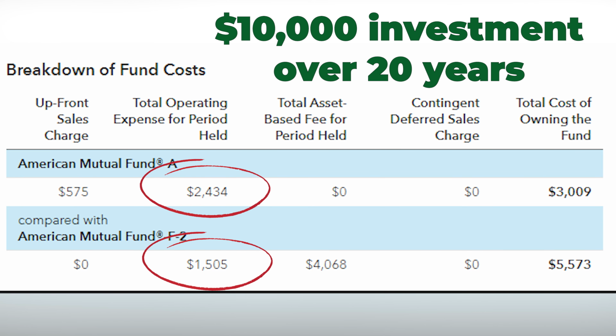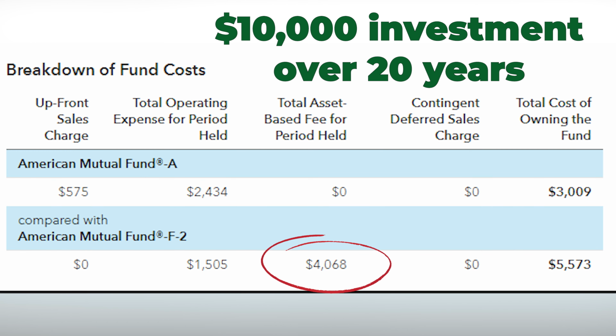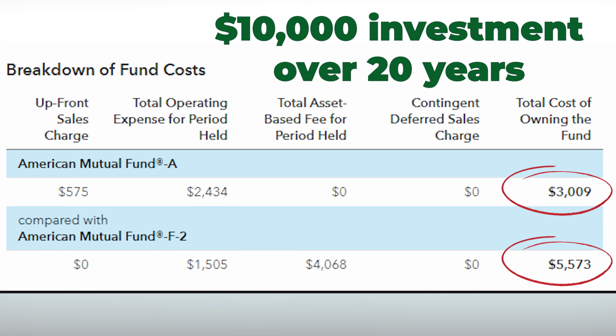So you can see in the second column that your expenses, meaning the fees to the fund company, are also higher on the A shares. Not off to a strong start. The F2 shares have a 1% advisory fee. And when you total it all together, you can see that you actually pay over $2,500 more for the supposedly cheaper advisory share class due to the extra fee that the financial advisor is charging.